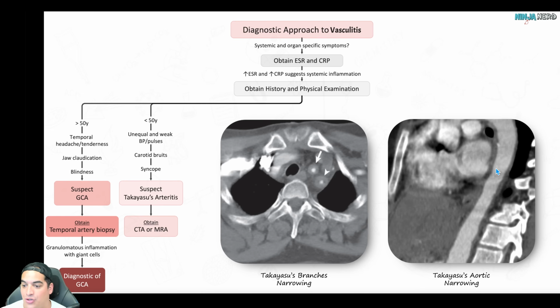Take a look here on the sagittal view. You can see there's a lot of narrowing of the actual aorta and a lot of thickening and inflammation of the vessel wall. Those would be very, very suggestive and almost pretty much diagnostic for a patient having Takayasu's.